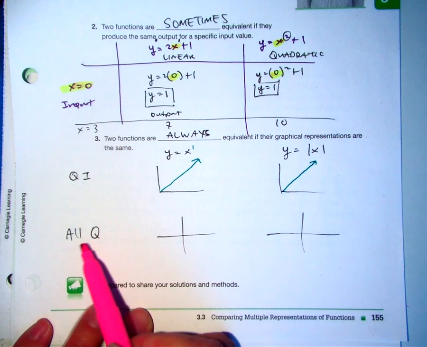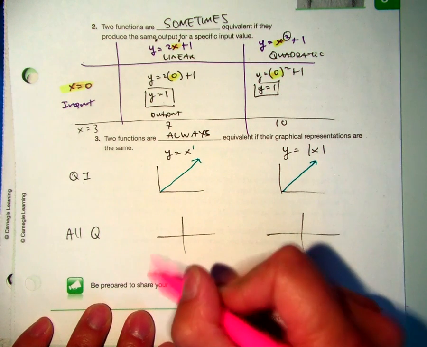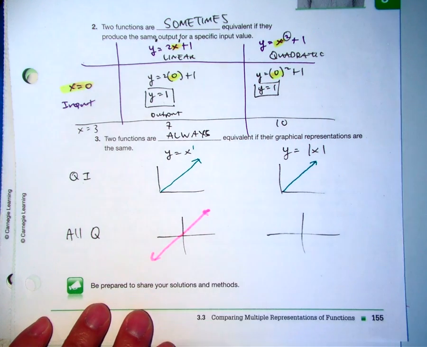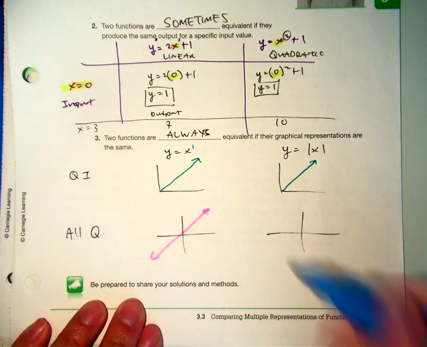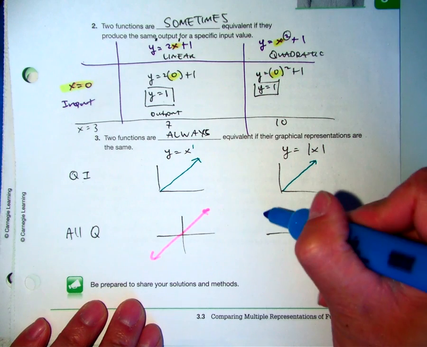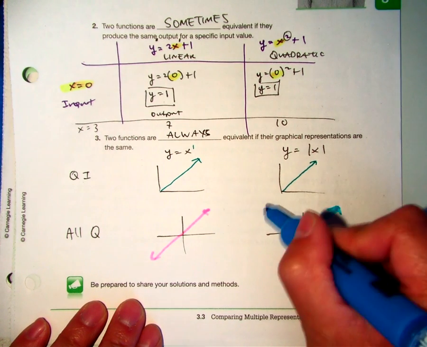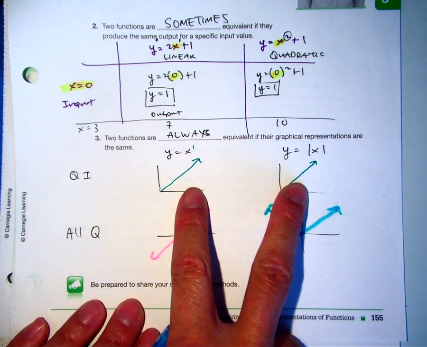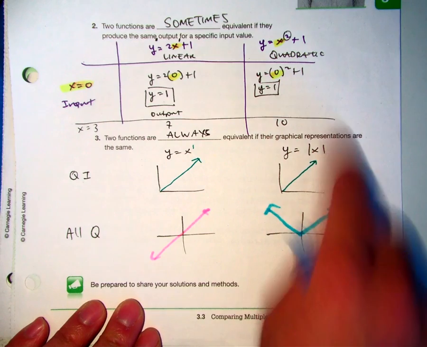quadrants, class, what does the Q stand for? Quadrants. Your line looks like this for linear, and this is the one on the quiz, this graph looks like a V. So these are not linears. This one is a linear. This one is not. This is an absolute value function.